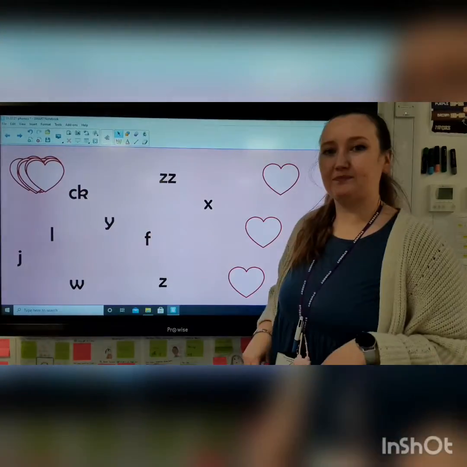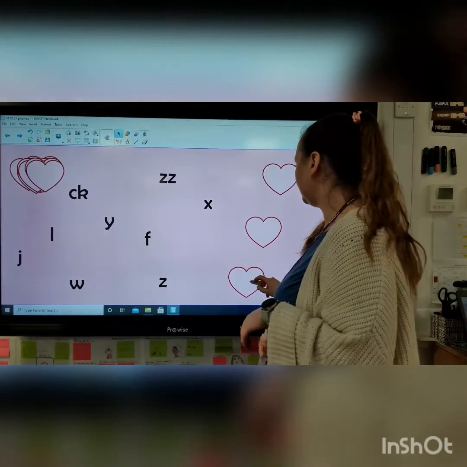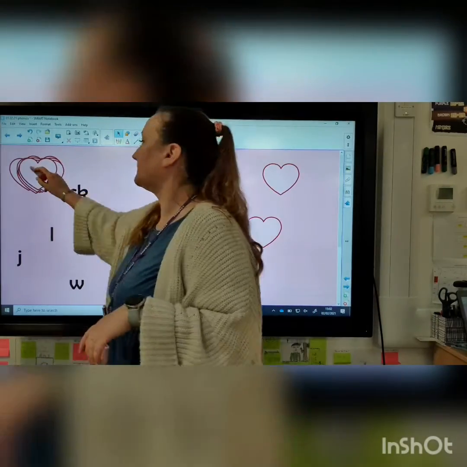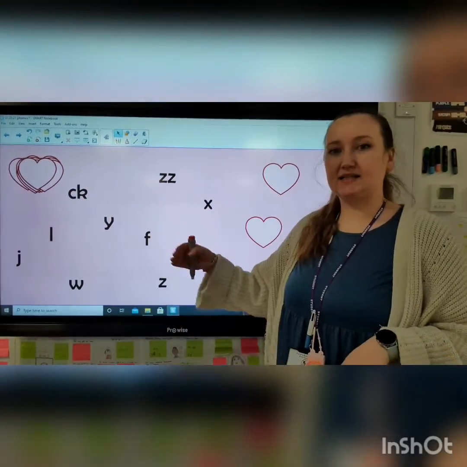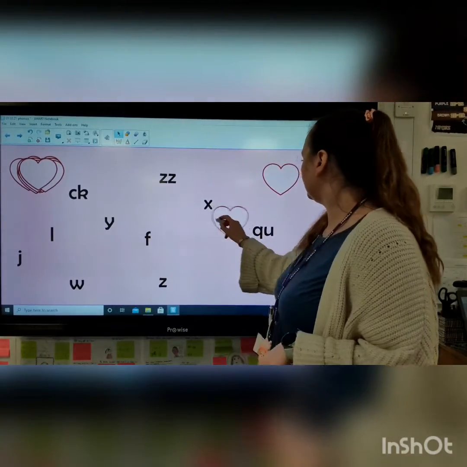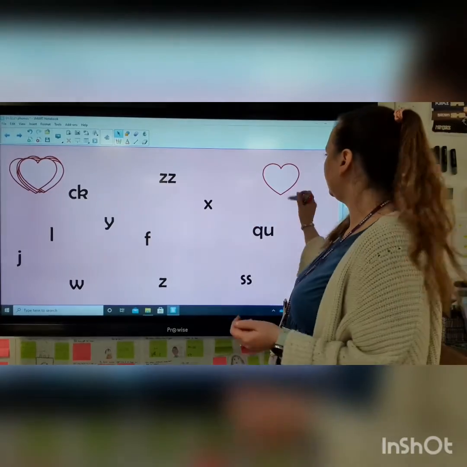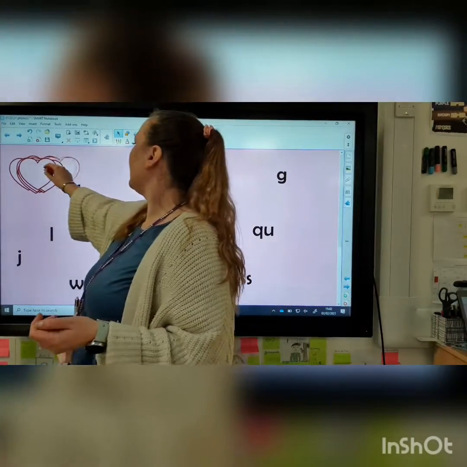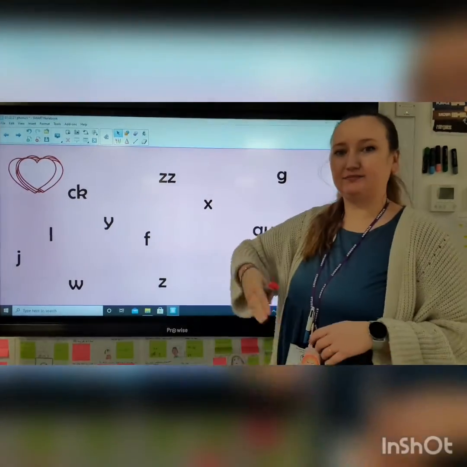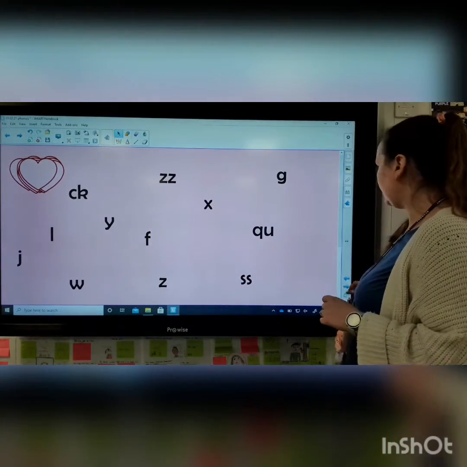And this one, x. This one, this one, s. This one, qu. And this one, g. Okay.